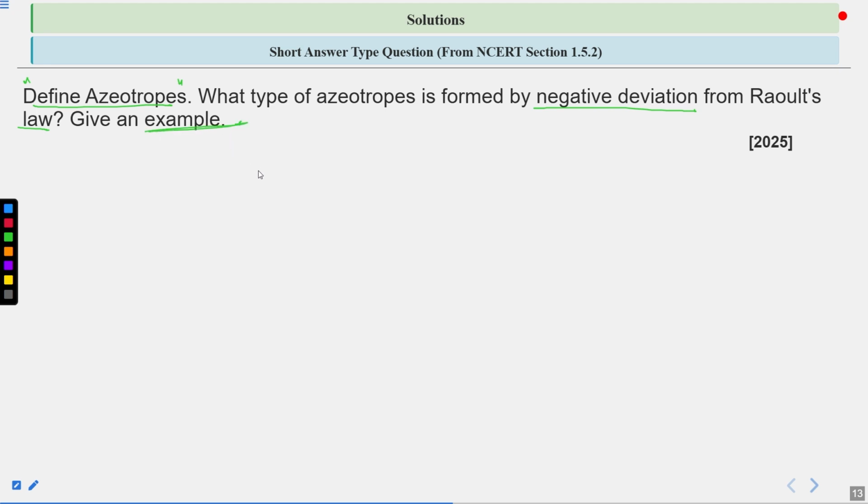This question was in the 2025 CBSE examination. So you have some time, think about it, try solving it or answering it, and then we will see what its correct answer will be.